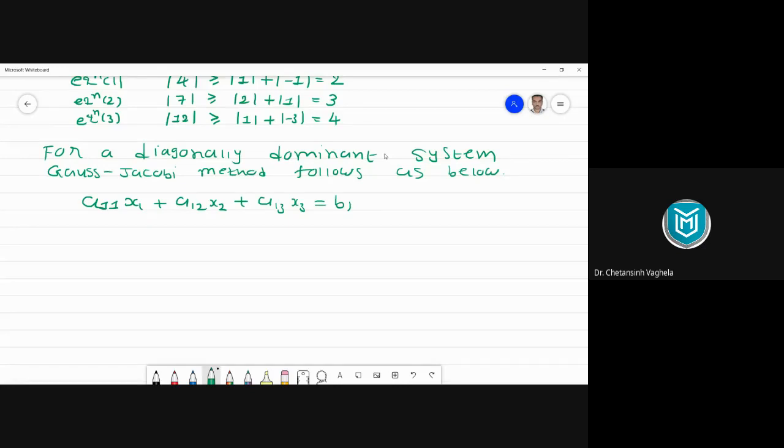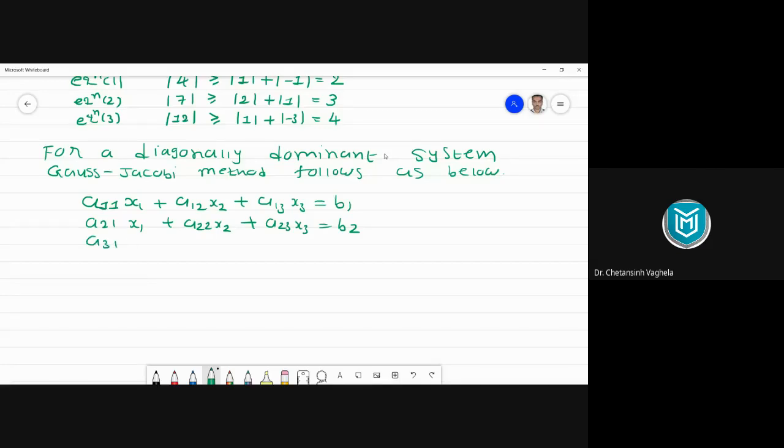You can have 4 variables, 5 variables, or n variables. But since I'm explaining the method in general, I'm using just 3 variables for convenience, so it would take less time for writing. That's why I'm not taking the whole n equations here. The process will be same for n variables, or if you are taking 3 variables. Process will not change. So it is A21 x1 plus A22 x2 plus A23 x3 is equal to B2.